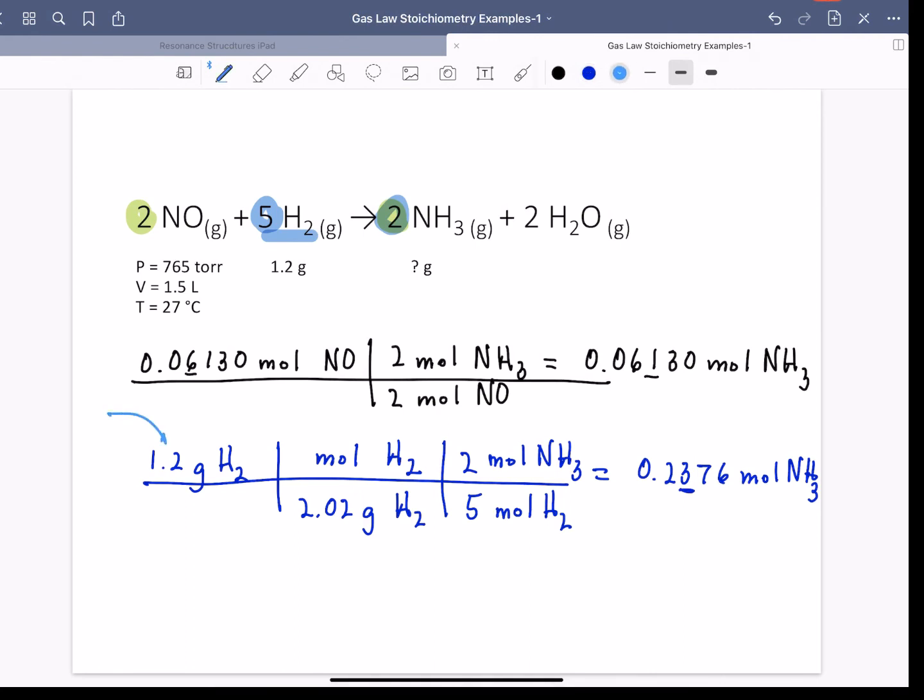2 sig figs. I have enough hydrogen gas to make 0.24 moles of ammonia, but I only have enough nitrogen monoxide to make 0.0613. So nitrogen monoxide is the limiting reactant. Hydrogen is in excess. I'm not going to use the information about how much product could be produced for hydrogen. I'm going to continue on from moles of ammonia that could be produced from our limiting reactant.